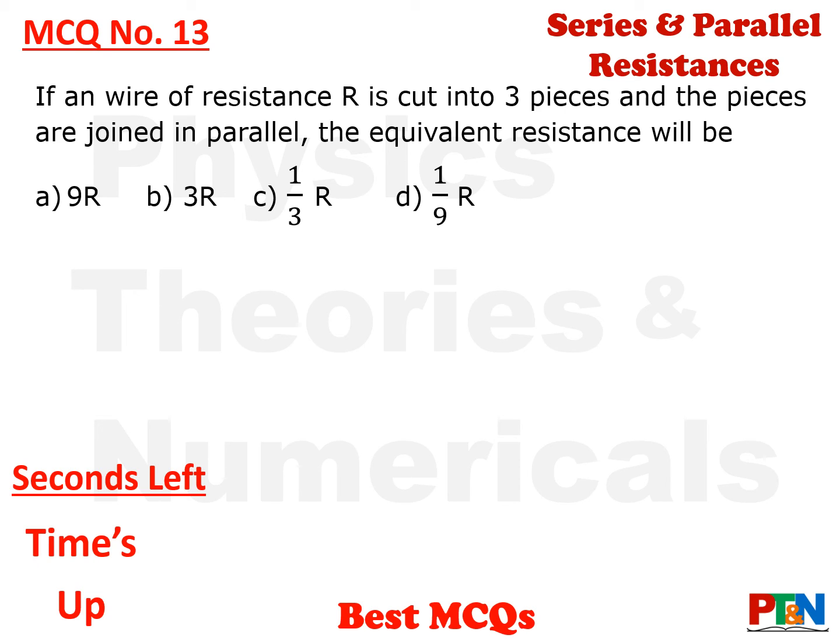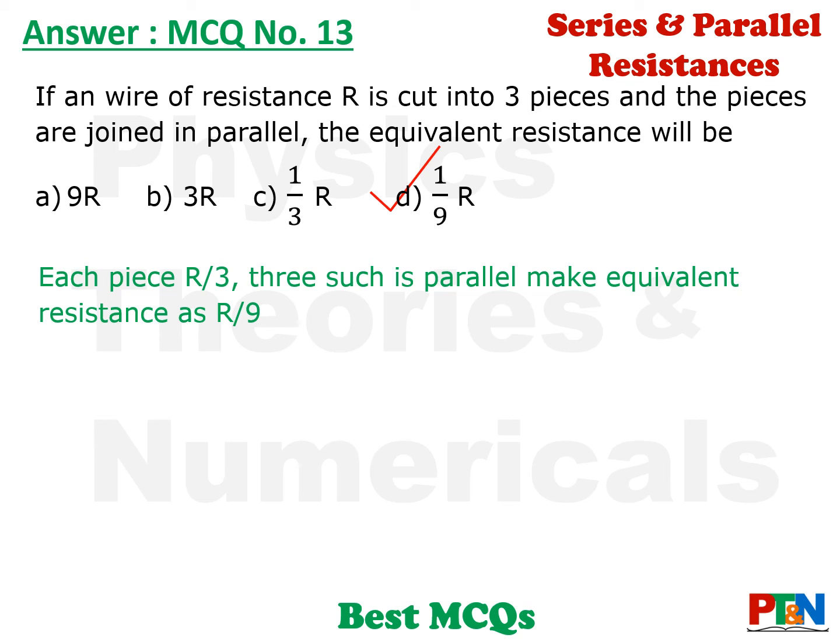Time's up. Let's see the answer. Option D, that is 1 by 9R. See what it says. Resistance R has been cut into 3 pieces. That means each piece will be R by 3 because length has become 1/3. Now 3 pieces are put in parallel, so it will be again 1/3. So 1/3 of R by 3, that is R by 9.